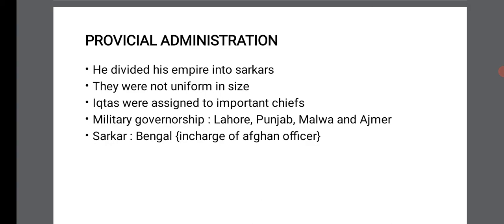Dr. Saran, however, differs from this view and maintains that Sher Shah did have large military governorships and that provinces existed in India long before the reign of Akbar. Neither of these theories is absolutely correct. Throughout the Sultanate period, including the reign of Sher Shah and his son Islam Shah, there were administrative divisions corresponding to provinces, but they were not uniform in size or incomes. They were not even called subas or provinces, but were known as iktas, which were assigned to important chiefs. Military governorship can be found in Lahore, Punjab, Malwa, and Ajmer as well. The Sarkar of Bengal was in charge of an Afghan officer.